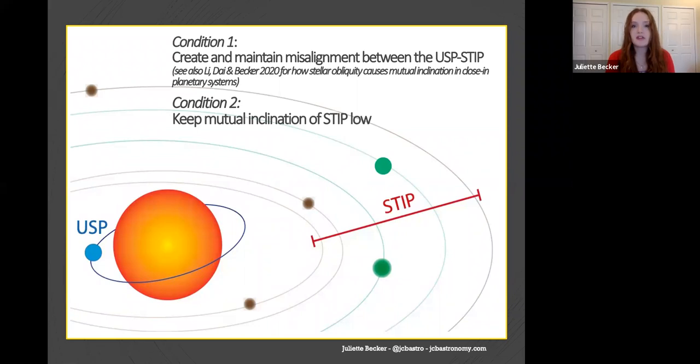Secondly, we need to keep the mutual inclination of the STIP low. For K2-266, we have a pretty strong constraint on the inclinations of the outer planets, both from the fact that they transit and from the shapes of the transit light curves. We know the planets are pretty close to the midplane of the star, not separated by more than a degree between all of the planets. And that's even accounting for the above-the-plane, below-the-plane degeneracy in the transit dips. So if we can meet both of these conditions, then we can create a system that looks like K2-266.